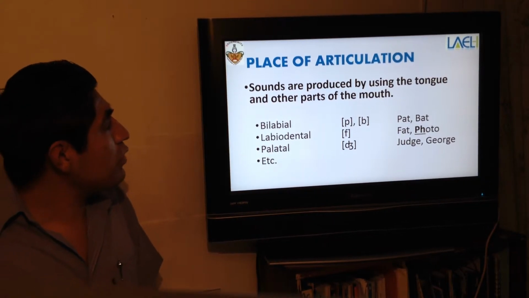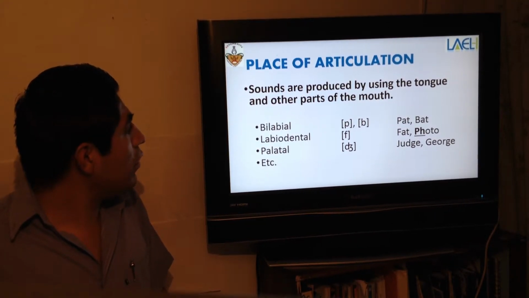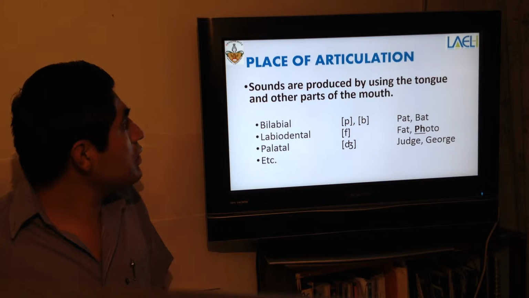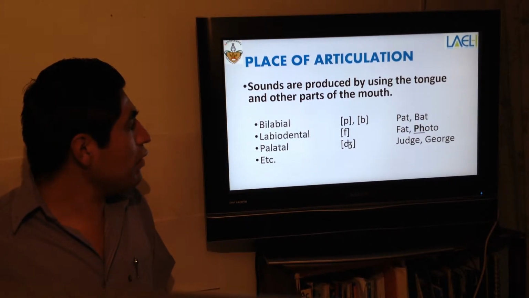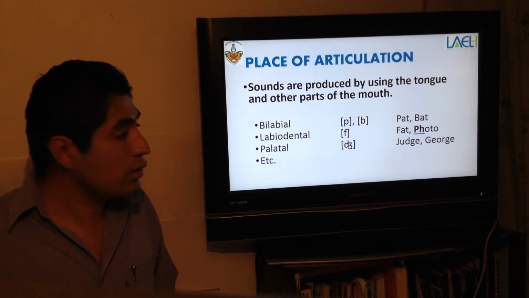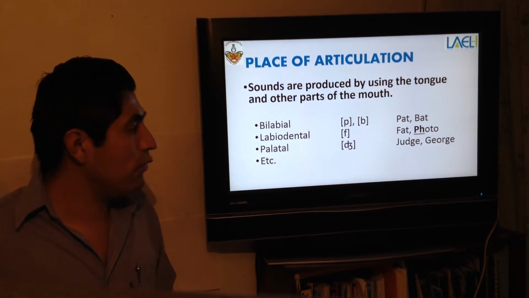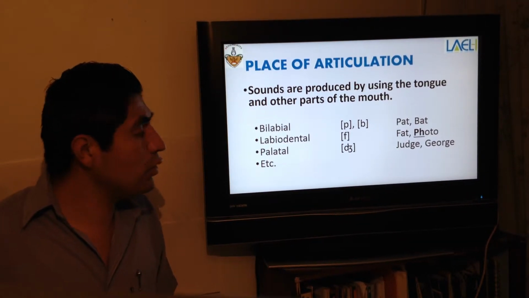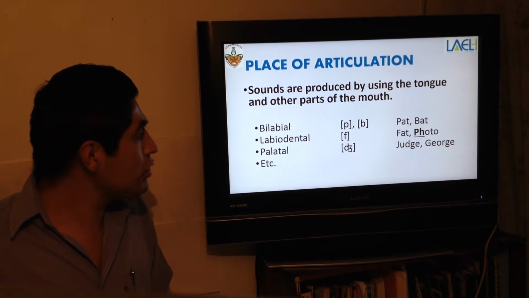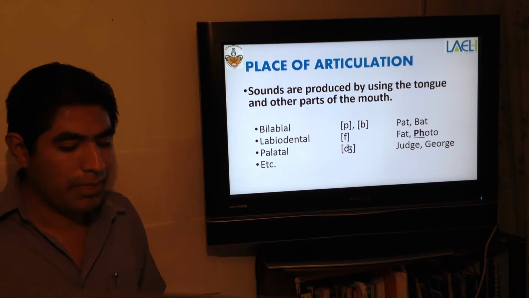The sounds are produced by using the tongue and other parts of the mouth, that is, place of articulation. For example, the bilabial, like pat or bat, labiodental, fat or foe, palatal, George or judge, etc.